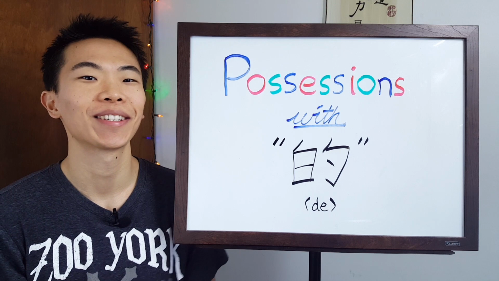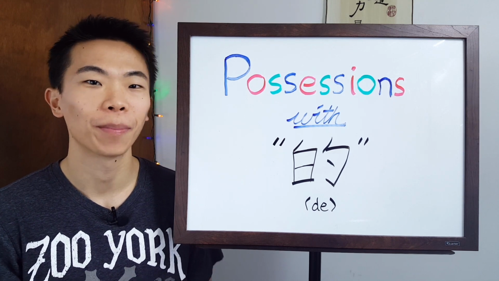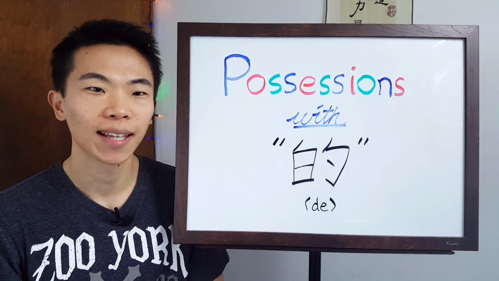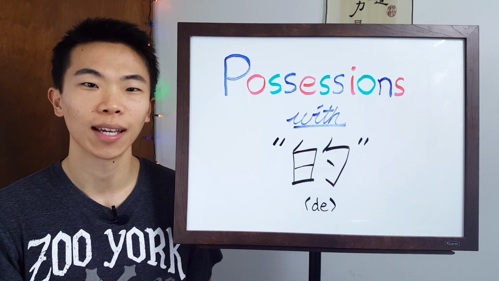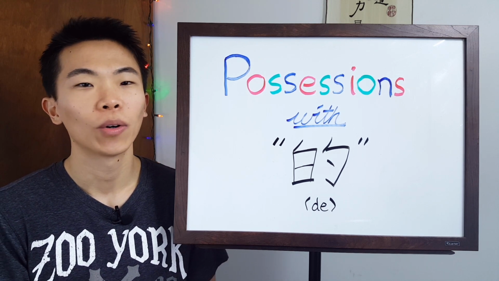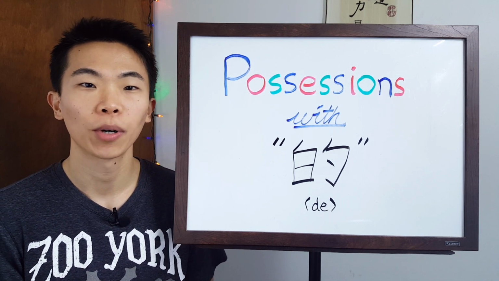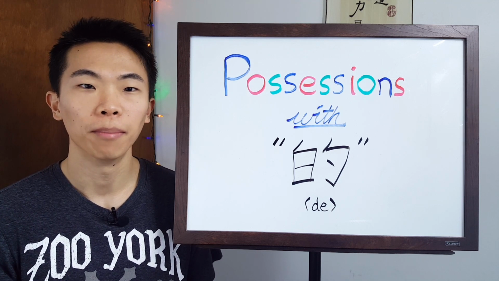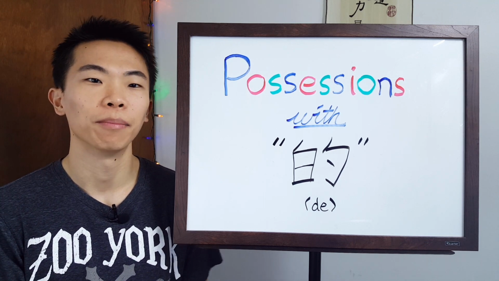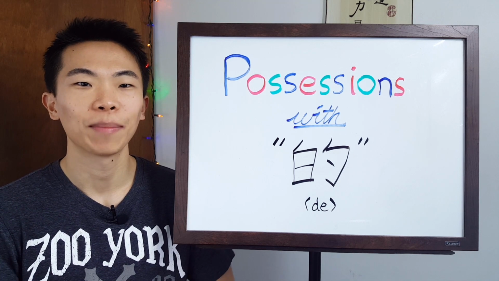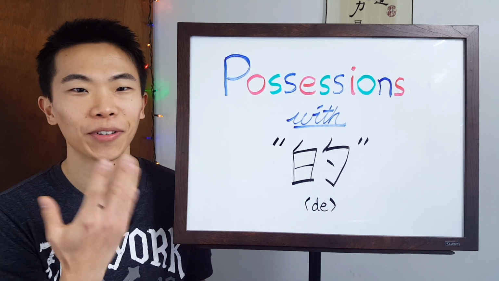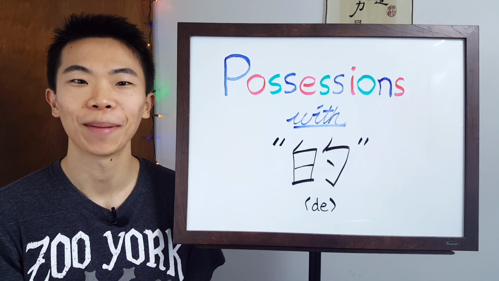In today's video we're going to talk about how to say possessions with the particle 的 (de). This is like an apostrophe S in English where you would say the dog's toy, or in English we could also conjugate our pronouns to change I into mine or my, like my food. And all of this can be done in Chinese with the all-powerful 的. So let's get right into it.